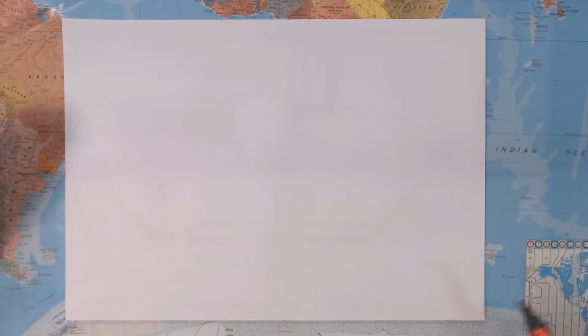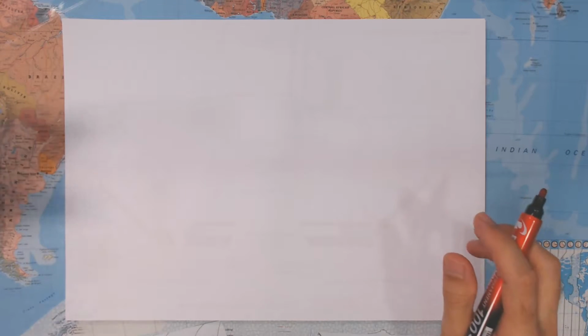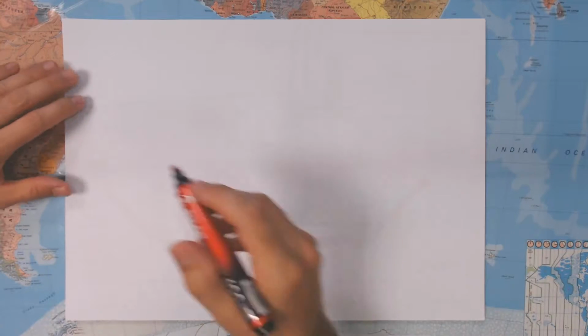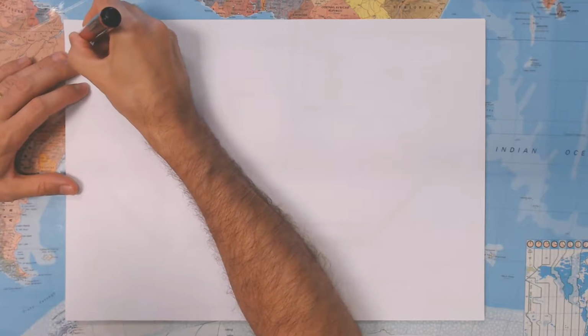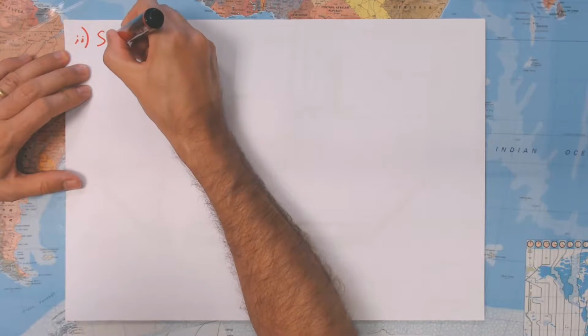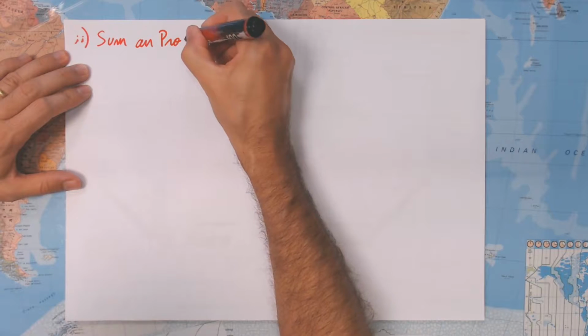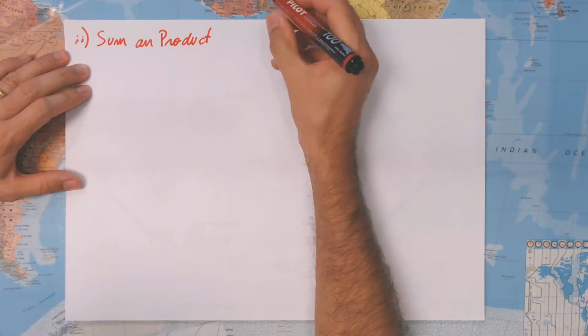Hello there. Now we're going to see the second part. We are still in the first chapter, and in the first chapter we are seeing sequences. But now let's go to the second topic. In the second topic we're going to see the sum and the product of a sequence.